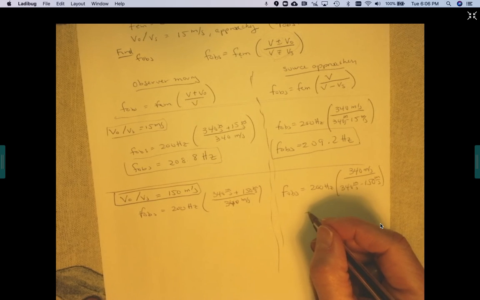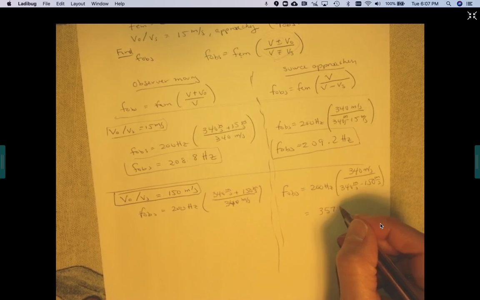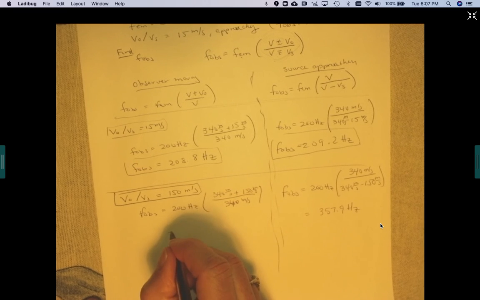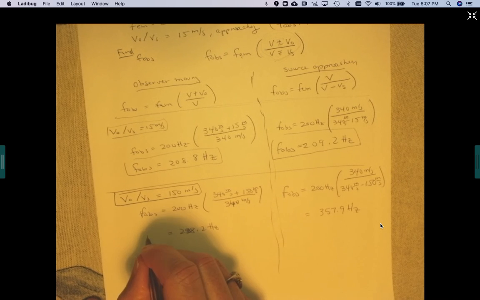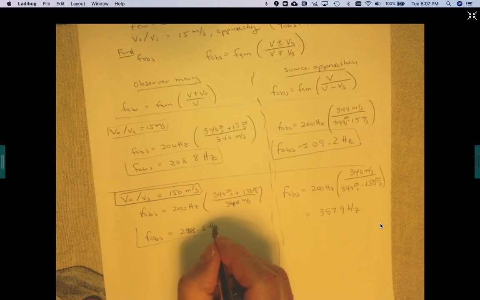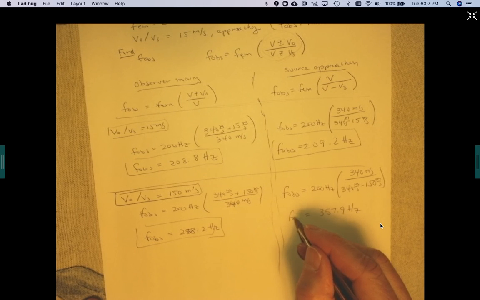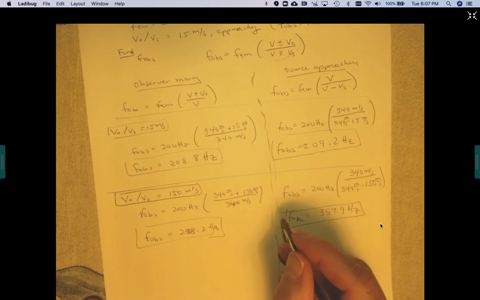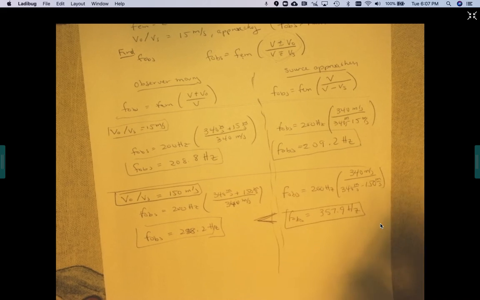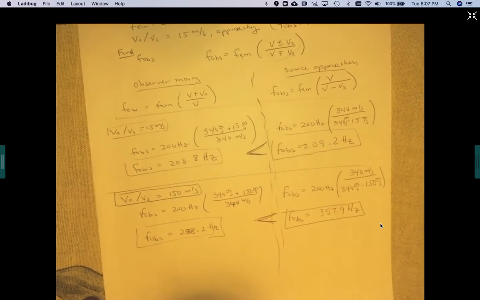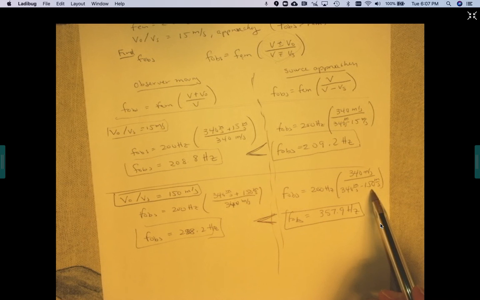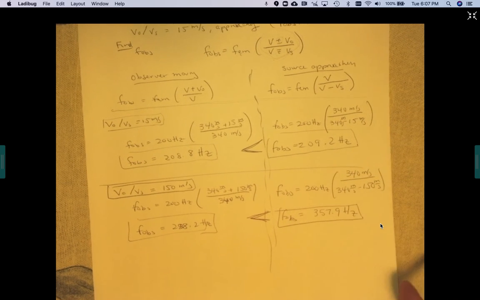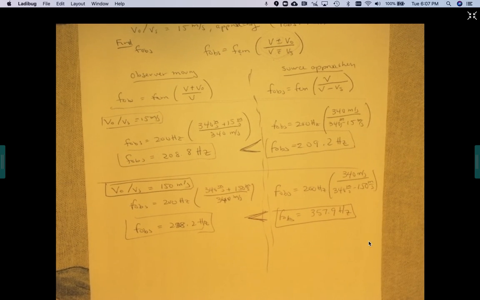So on this side, we're going to get 357.9 hertz, and on this side, we get 288.2 hertz. So again, the observed frequency when the source is moving gives you a bigger shift than when the observer is moving. And it's interesting, right? What's going to happen when our velocity goes to the speed of sound? Ooh, it's going to get tricky there.